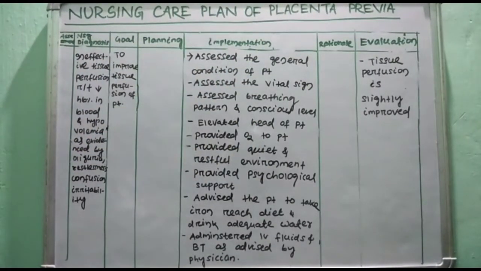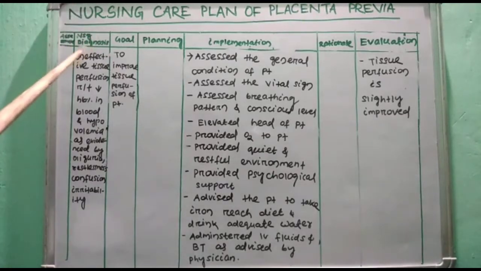The first nursing diagnosis is ineffective tissue perfusion related to decreased hemoglobin level in the blood and hypovolemia as evidenced by oliguria, restlessness, confusion and irritability. Here, in subjective data the patient complained of low urine output and breathing difficulty. In objective data we observe oliguria, confusion and restlessness.